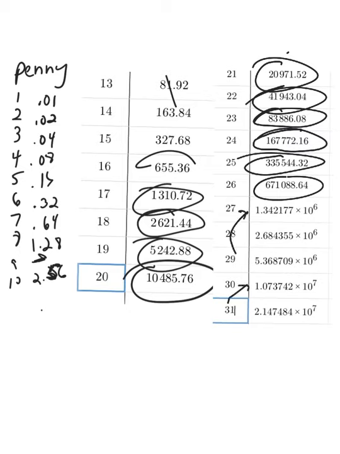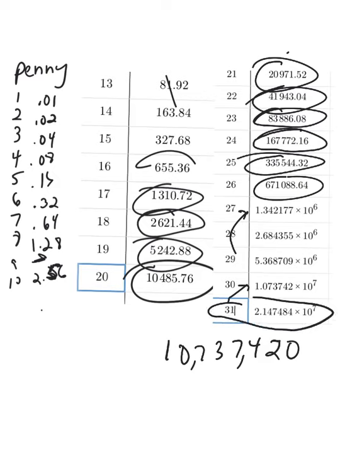On the 30th day, 1, 2, 3, 4, 5, 6, 7. Put a 0 there. On the 30th day, you get $10 million alone. Remember when I was saying, does it matter if there's 31 days in a month? Well, yes, it kind of does, because on that 30th day, if you had one more day of doubling, that one day alone would be worth 21,474,484. So kind of important.